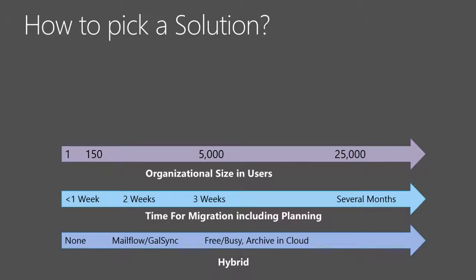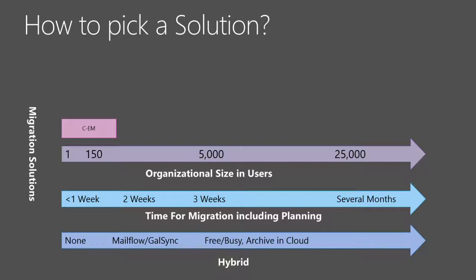The fidelity of the feature set also increases. For example, in a small org, you don't need any coexistence. For a medium org, who are migrating over a couple of weeks, maybe all you need to configure is mail flow, GalSync and mail flow. And then for large size orgs, people want free/busy, archiving in the cloud, etc. And for each one of these requirements, we have solutions.